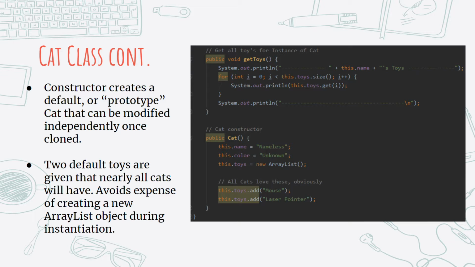So cloning again avoids creating a new array list object and also pushing these to the array list. But if you had a much more complicated program where you had a class containing different objects within itself, this would avoid creating all of those different objects. This simple program is just avoiding creating a new cat and then creating the array list, which isn't too expensive, but as the program grows and you have more complicated objects, you avoid this very expensive process.